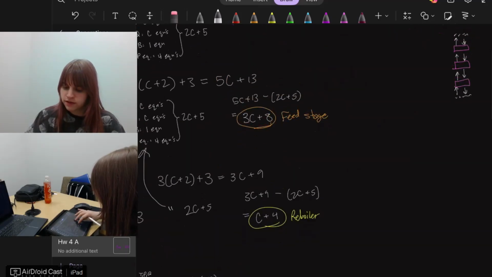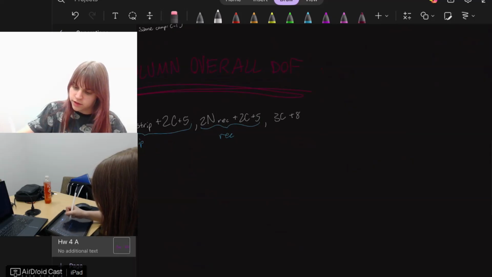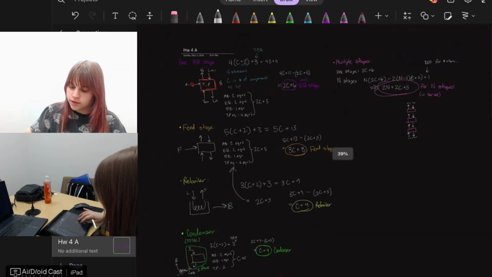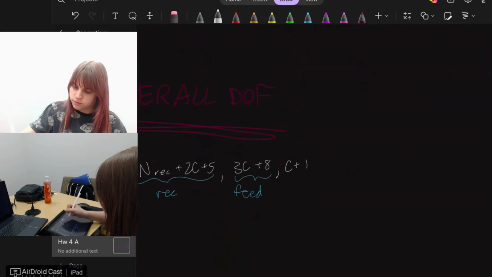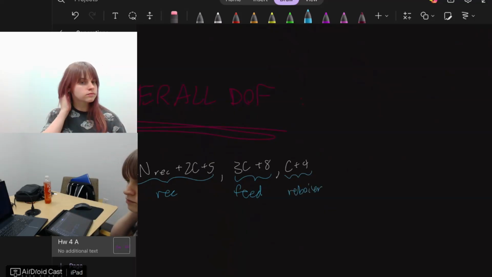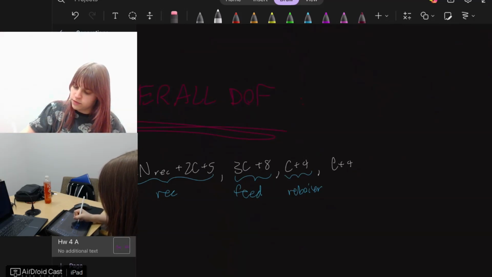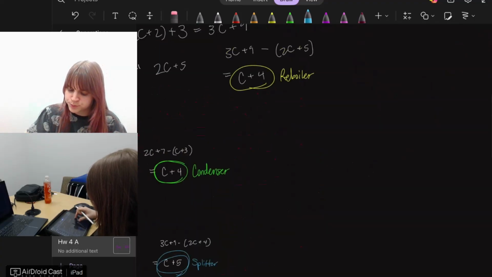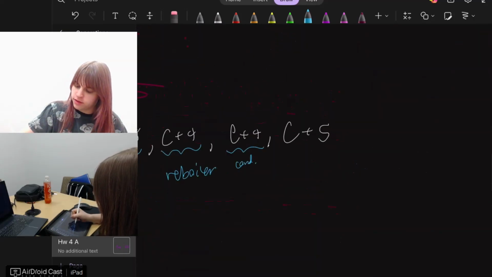Our feed stage was 3C plus 8. That's our feed. Our reboiler was C+4. The total condenser was the same, and the splitter was C+5, I believe. So this was our condenser and splitter.